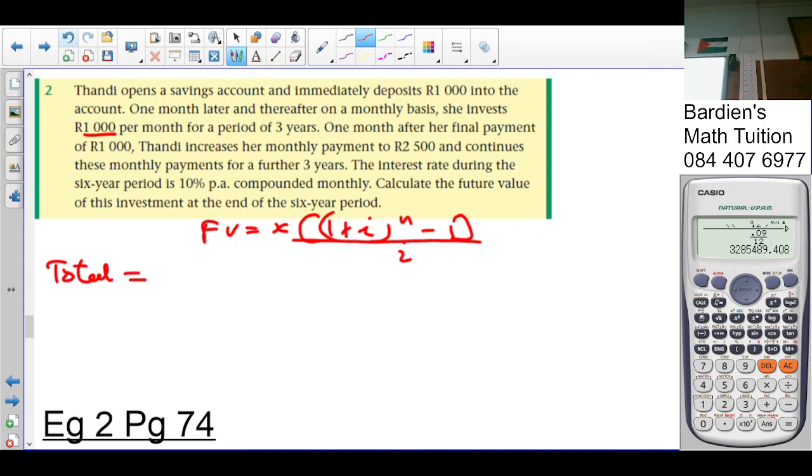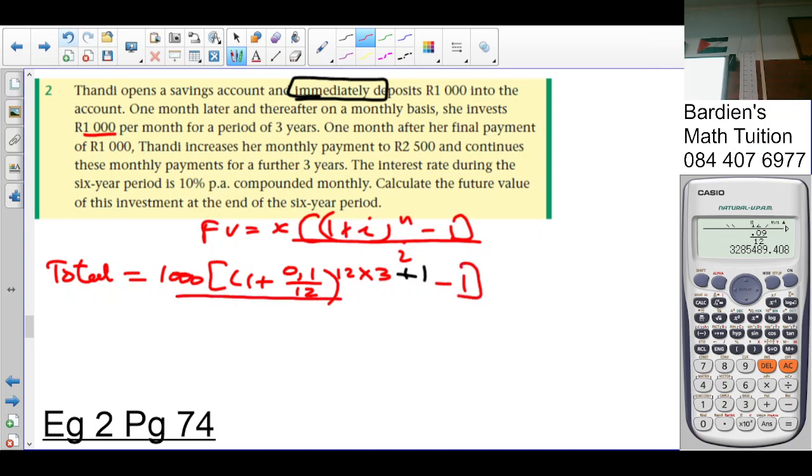So for the 1,000 Rand for the 6-year period, it's going to be 1,000 Rand into 1 plus i, which is 10%, which is 0.1 over 12, to the exponent 12 times, how many years is that for? 3 years. Plus 1, the plus 1 because it starts immediately, minus 1, over i, which is 0.1 over 12. So that is going to be 1,000 Rand for 3 years on a monthly basis. Not so?